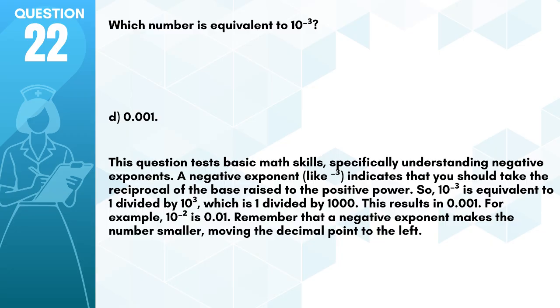A negative exponent, like negative 3, indicates that you should take the reciprocal of the base raised to the positive power. So, 10 superscript negative 3 is equivalent to 1 divided by 10 superscript 3, which is 1 divided by 1000. This results in 0.001. For example, 10 superscript negative 2 is 0.01. Remember that a negative exponent makes the number smaller, moving the decimal point to the left.